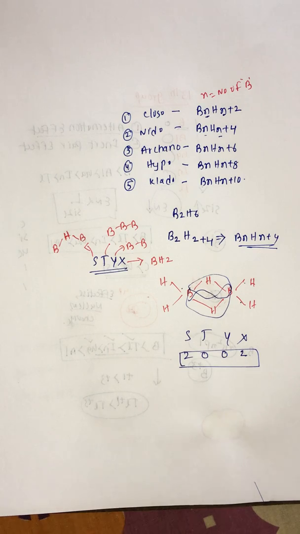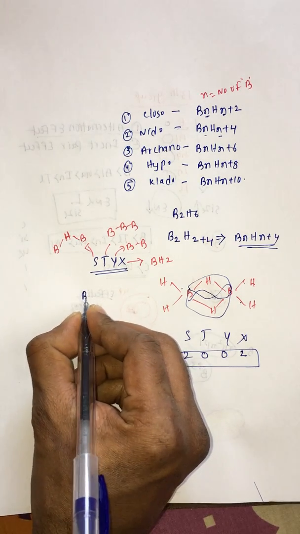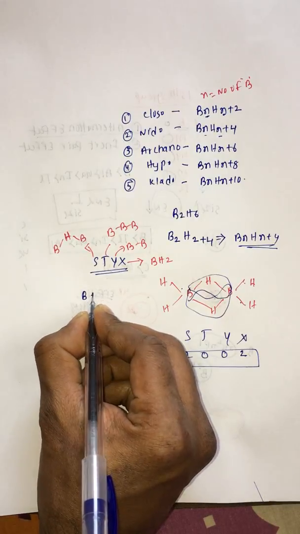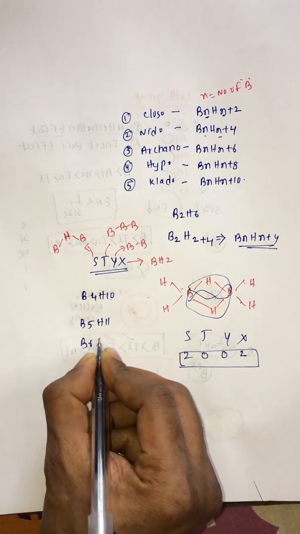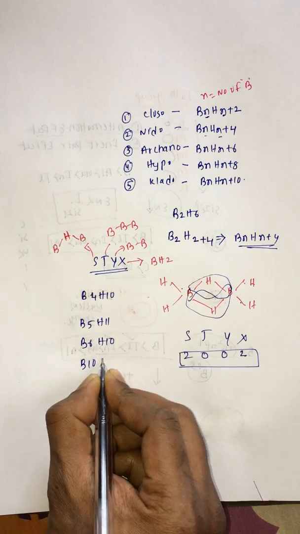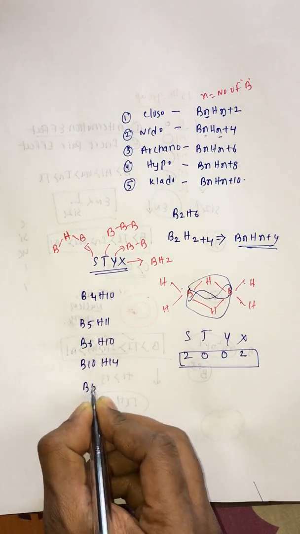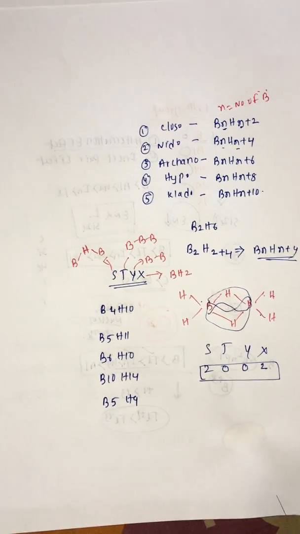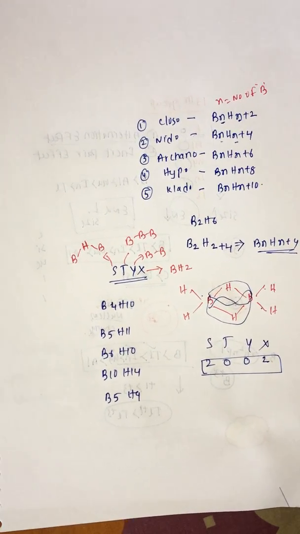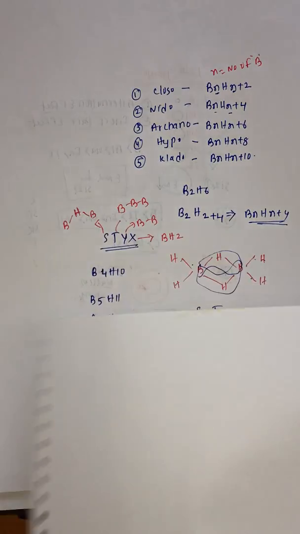And when we talk about the other higher boranes like B4H10, B5H11, B6H10, B10H14, B5H9, these structures are a little bit complicated to remember. So I will tell you a way to calculate the STYX number without knowing the structures. That will be helpful because even if you learn the structures, you may forget after some time. So it's better to follow this method.